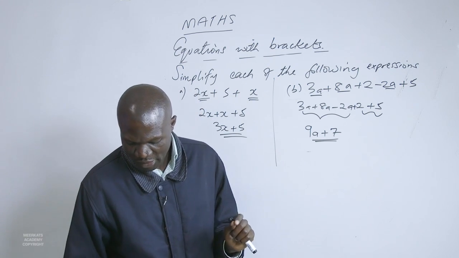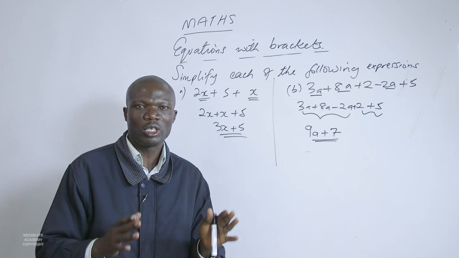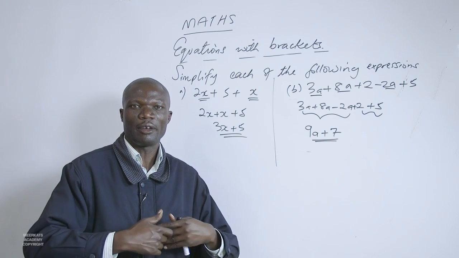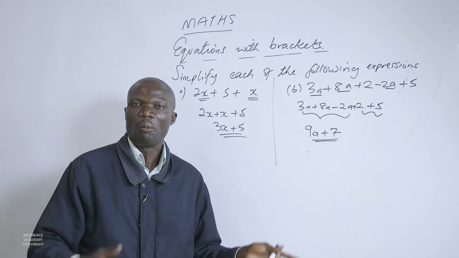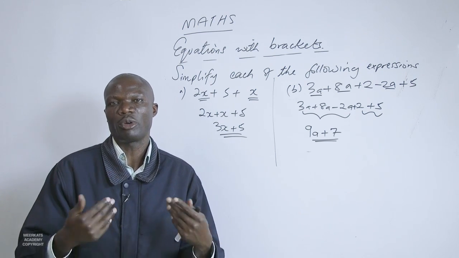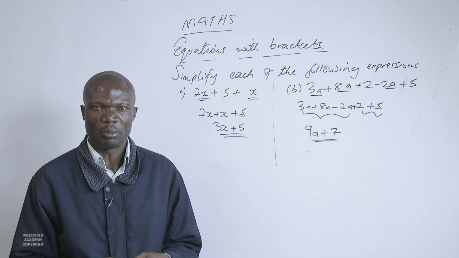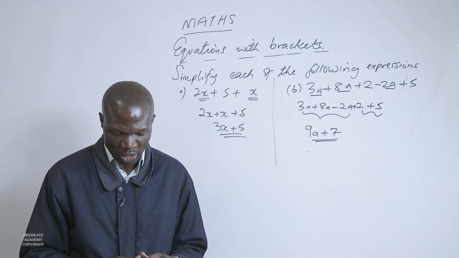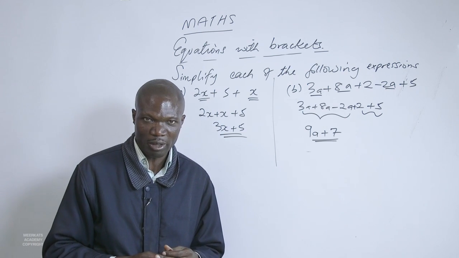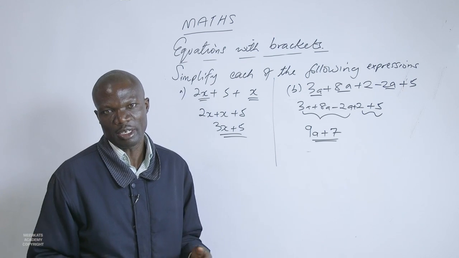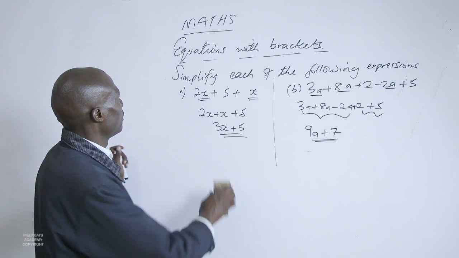So having said this, how do we approach those questions which either have brackets that need to be expanded, or have like terms, but this time there are equations where we are required to solve and find the values of the pronumerals? So let us look at those equations. We're solving equations by expanding the brackets, collecting the like terms where necessary, and finding the values of the unknown letters.